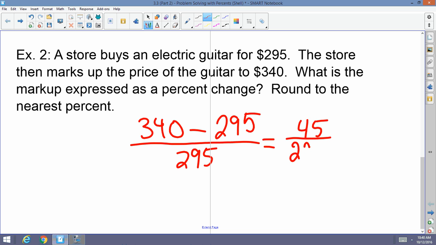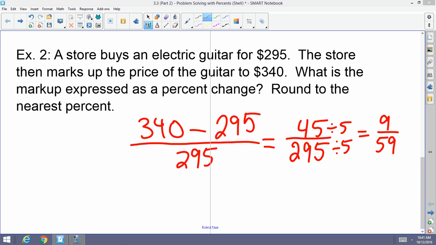Divided by 295. Now, I've got a little trick for you guys. I know that this kind of division is tedious and long, but don't both numbers end in 5? So can I make my life easier by dividing everything by 5 right off the bat? 45 divided by 5 is 9, and 5 goes into 295 fifty-nine times. So 9 over 59. Does that make sense? It makes your life a little bit easier.